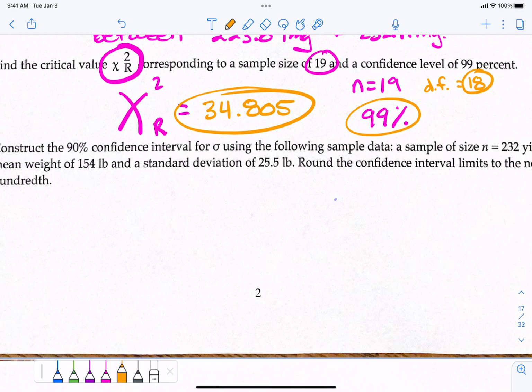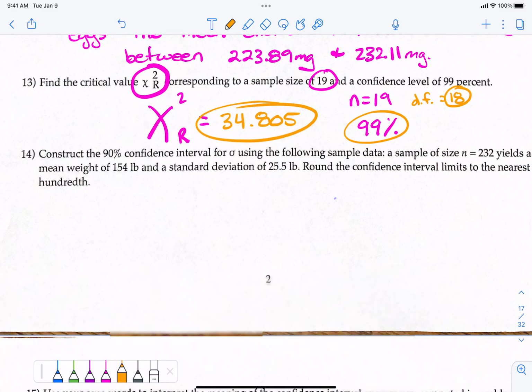Y'all do. Okay, 34.805. So you go to 18 degrees of freedom, 99%, to the right. There's two columns that are 99%. You want the right one. You would need the left one and the right one, but we're only going to do the right one. Find the critical value. Do you have the percentage? They asked for the right one. That's all you need. Okay, good?